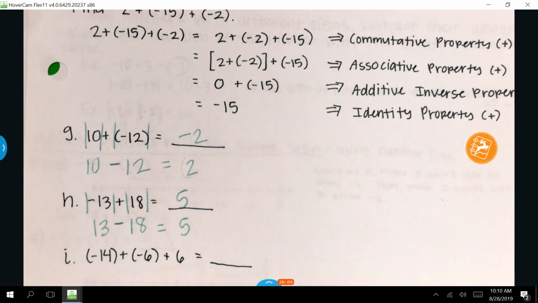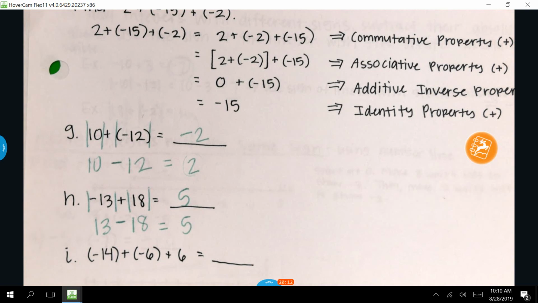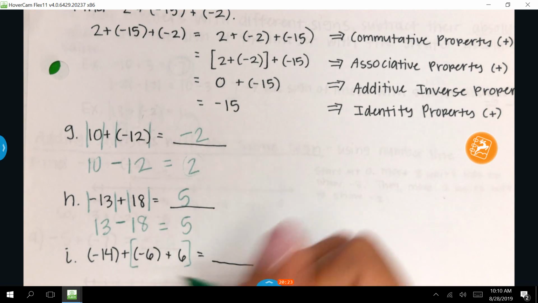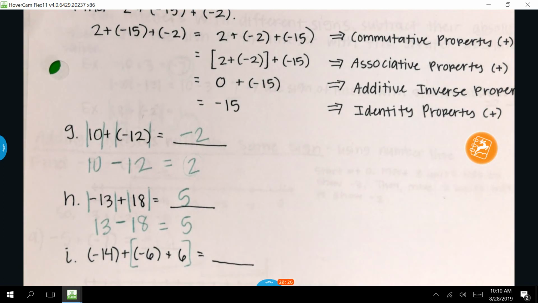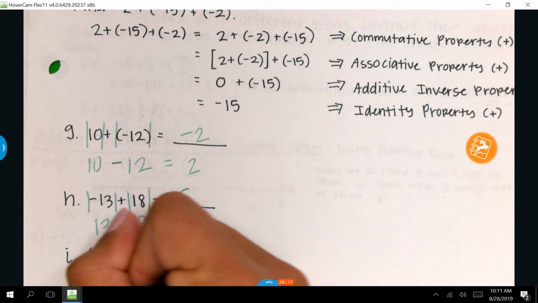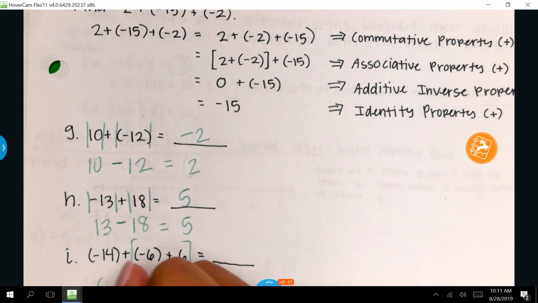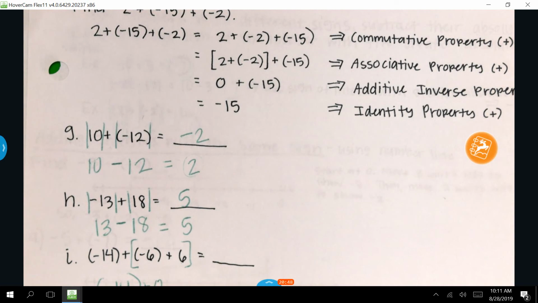All right, what about this last one? Negative 14 plus 6 plus negative 6. Can I group two of the numbers together to make it a little bit easier on my life? Yes. Negative 6 and 6. If I group that negative 6 and 6 together using the associative property, I can solve that first, right? So what is negative 6 plus 6? That is 0 because that's my additive inverse. So now I have the problem negative 14 plus 0. What property would that be? That's my identity property, which leaves me with just negative 14.